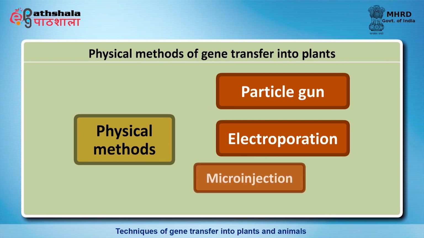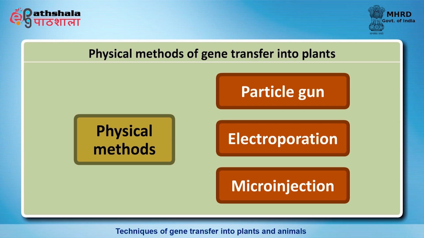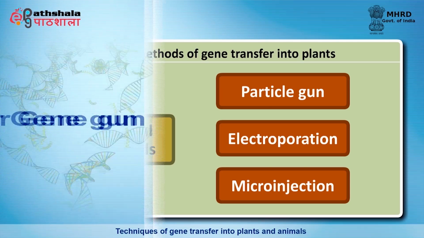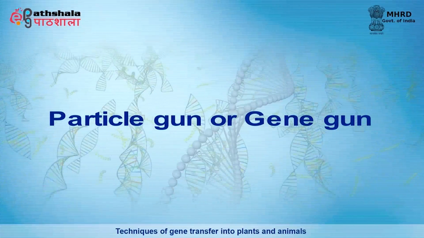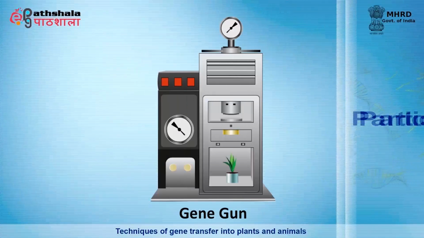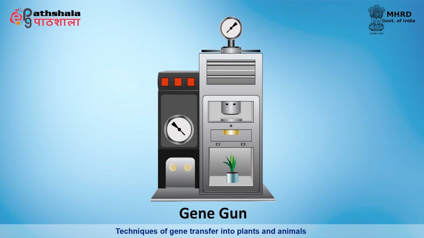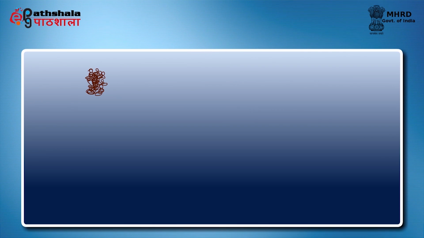The major physical methods used in plant transgenesis include particle gun or gene gun, electroporation, and injection using a microscopic syringe, which is also called microinjection. Let us first take up the particle gun or the gene gun. This method of gene transfer is referred to as biolistic gene transfer.